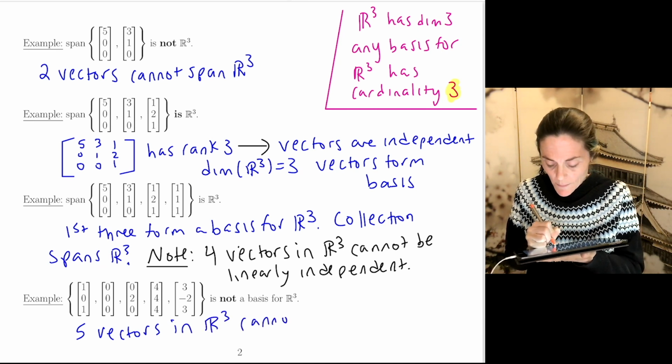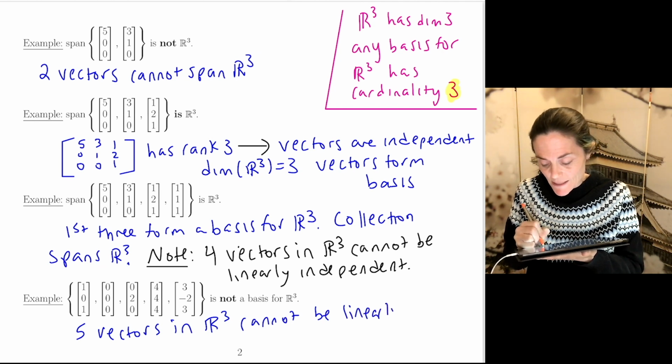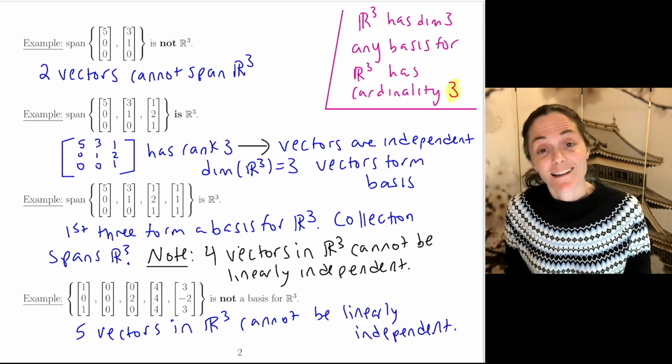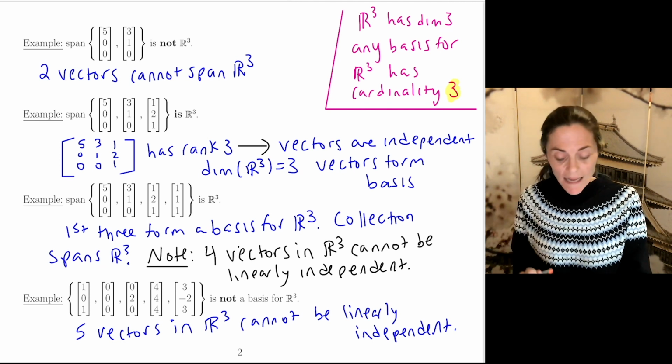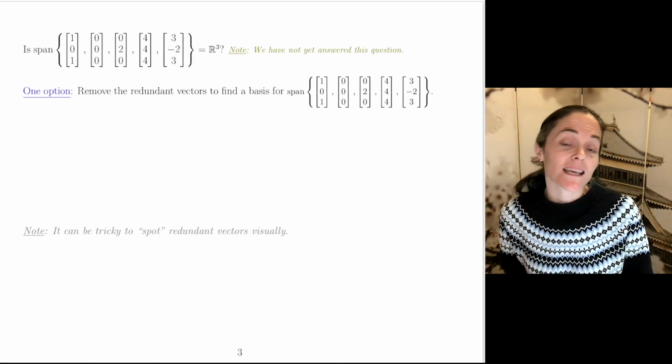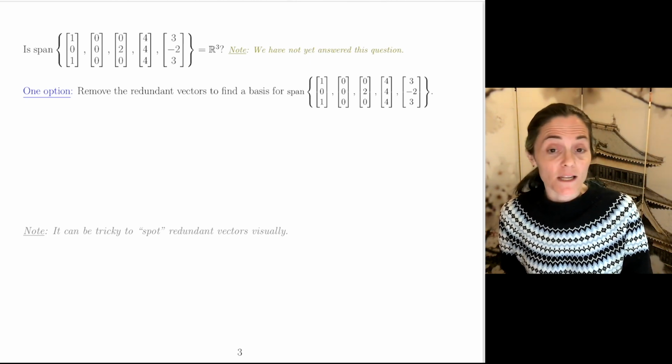Cannot be linearly independent. Now, there is another question I want to address here. These cannot be linearly independent, so without a doubt, not a basis. But the next question is: is the span of these vectors equal to R3? Now we haven't addressed that.